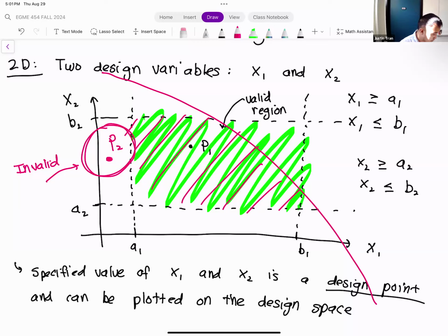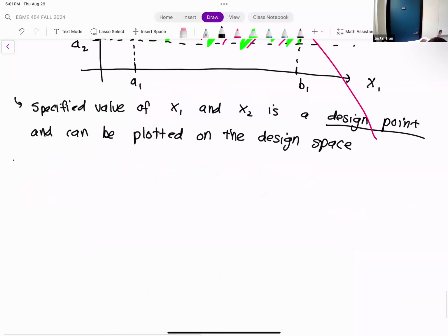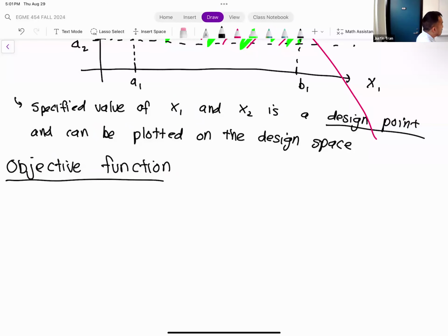All right. So then let's get to the final topic for today, which is the idea of an objective function. The objective function, just to remind you, was our function f, and it was a function of the design variable.